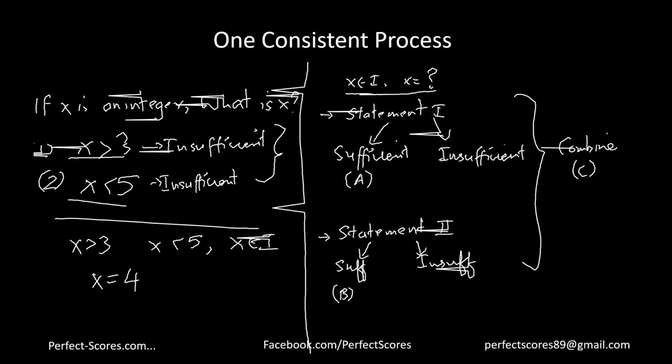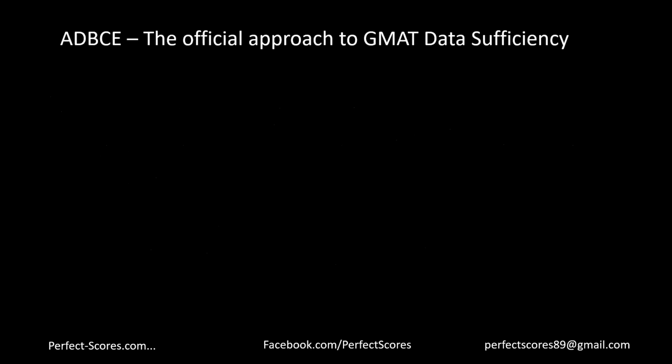Then you start with statement 1. You try to solve statement 1. It's going to give you two possibilities, whether it is sufficient or it is not sufficient. Then you will draw a line. Then you go on to statement 2 and try to find out whether it is sufficient or whether it is insufficient. And then you're going to combine both the statements to check whether it is sufficient or not sufficient. So what is the consistent process? Here is the consistent process. First, and again, this is in your official guide as well, you look at statement 1.